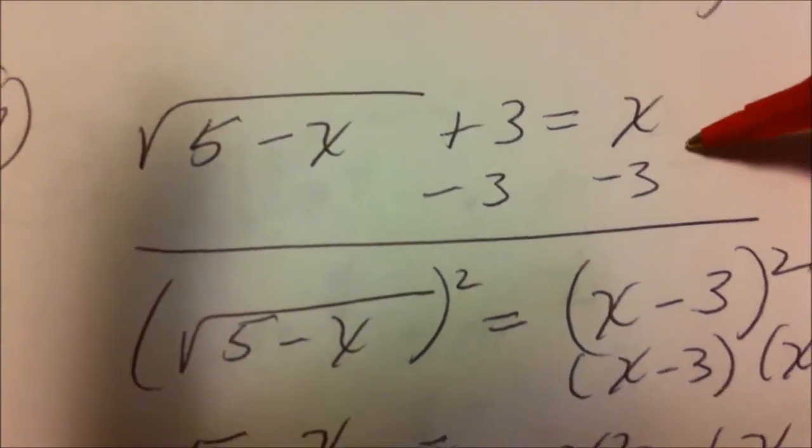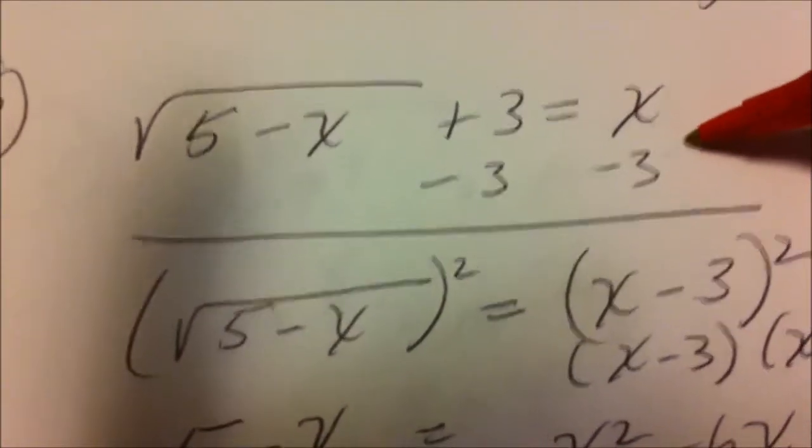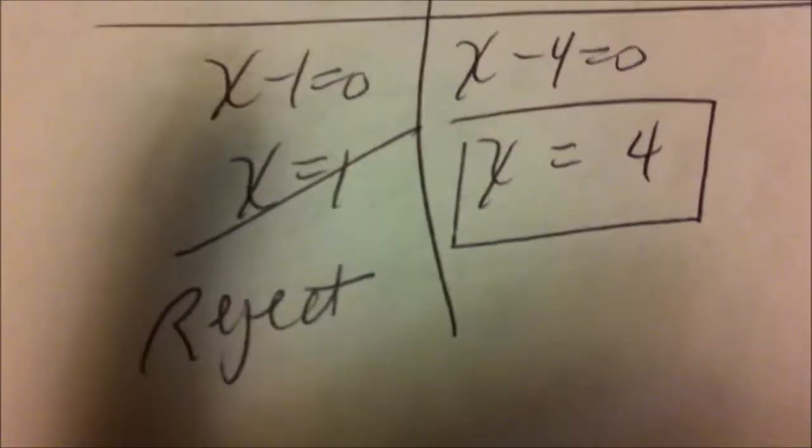It's a rejection. And this all could have been done with the calculator. It would have given you a domain error. So there you have it, radical equations.